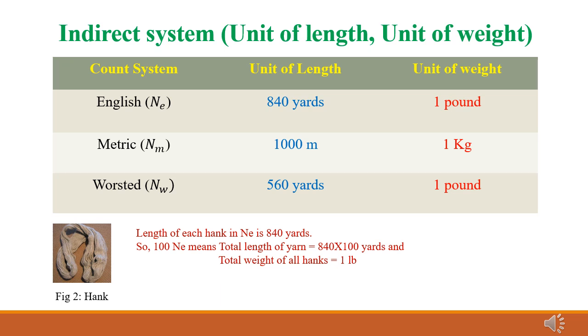Now, by worsted count we mean the number of hanks of 560 yards yarn which have a total weight of 1 pound. So, if the value of worsted count is 100, it means 100 hanks each contain 560 yards yarn and total weight of all hanks is 1 pound.